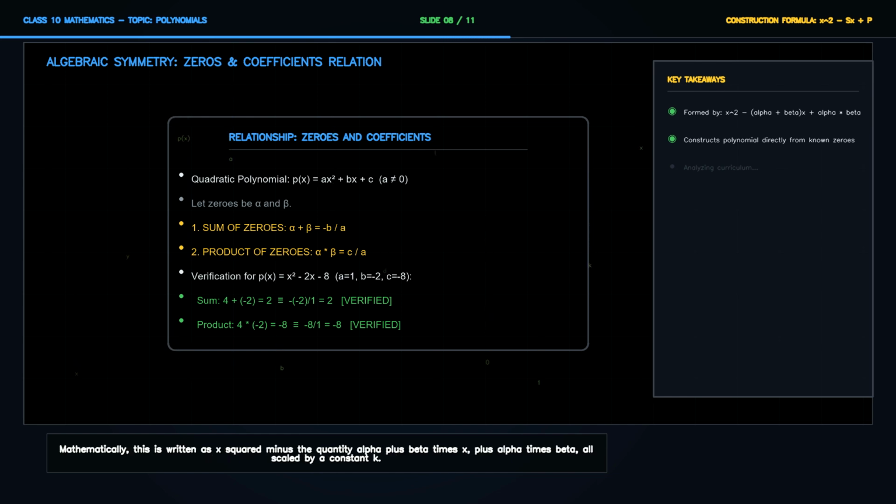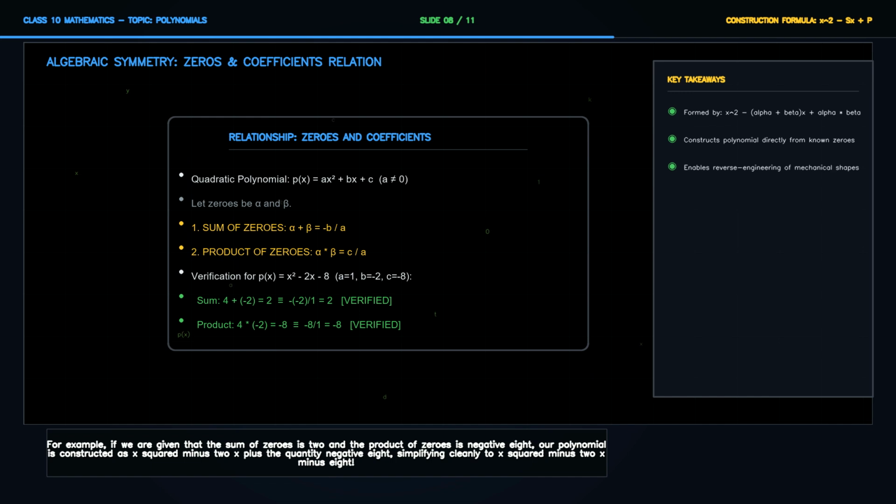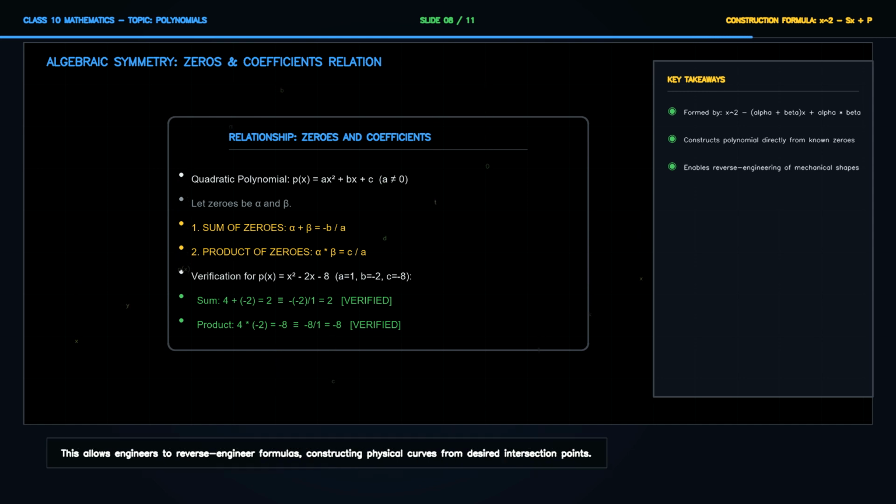For example, if we are given that the sum of zeros is 2 and the product of zeros is negative 8, our polynomial is constructed as x squared minus 2x plus the quantity negative 8, simplifying cleanly to x squared minus 2x minus 8. This allows engineers to reverse engineer formulas, constructing physical curves from desired intersection points.